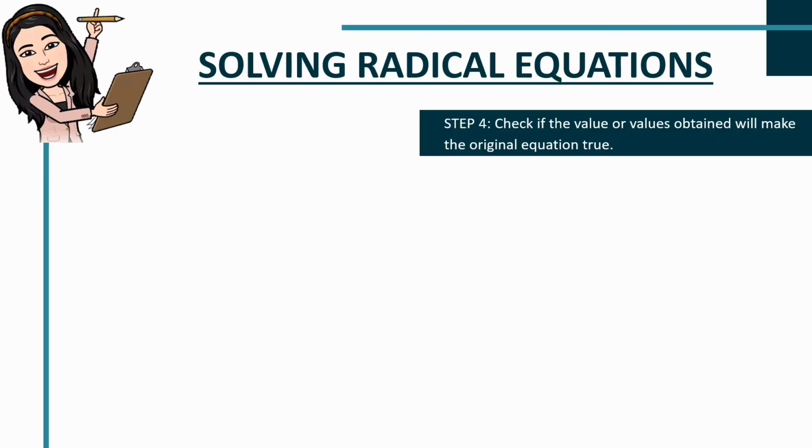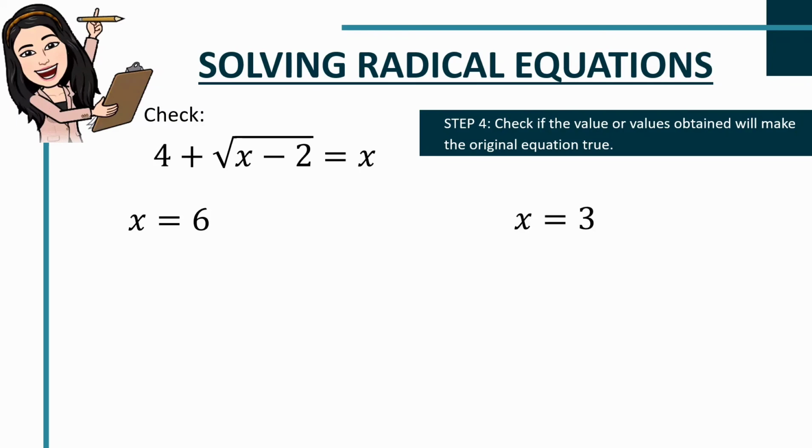Now, for our step 4, check if the value or the values obtained will make the original equation true. Try natin doon sa ating ginawang sa number 3 example natin. To check, our given or original equation is 4 plus square root of x minus 2 is equal to x. So, para ma-check natin, anuhin natin yung dalawang variables na nakuha natin. We arrive on x is equal to 6 at ang isa ay x is equal to 3. Isa-isahin natin. Parehas ba na yung solutions na yan ay true solution ng ating radical equations? Okay, let us find out.